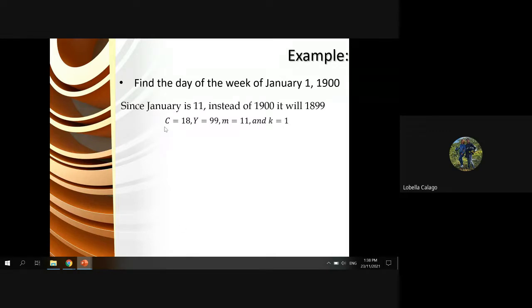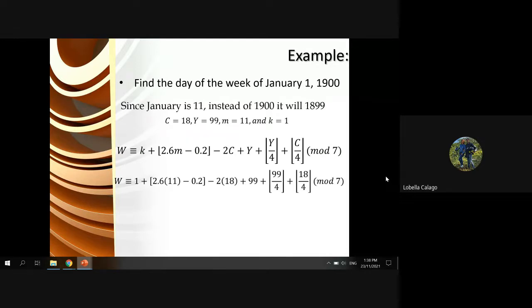So the century is 18. You just take the first two digits of 1899. So the century is 18 and the year is 99. The month is 11 because January is 11, and K, the day, is 1. So this is the formula. Then substitute: 1 is the K, 11 is the M, century is 18, and the year is 99. If you multiply 26 times 11 minus 0.2, you get 28 point something.